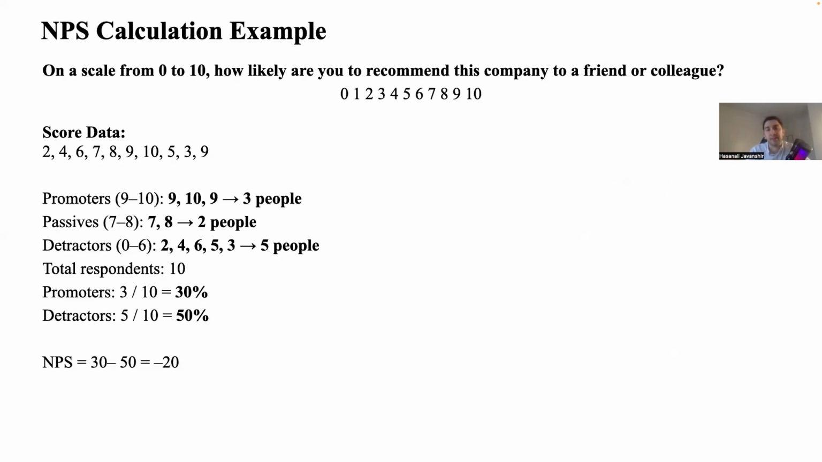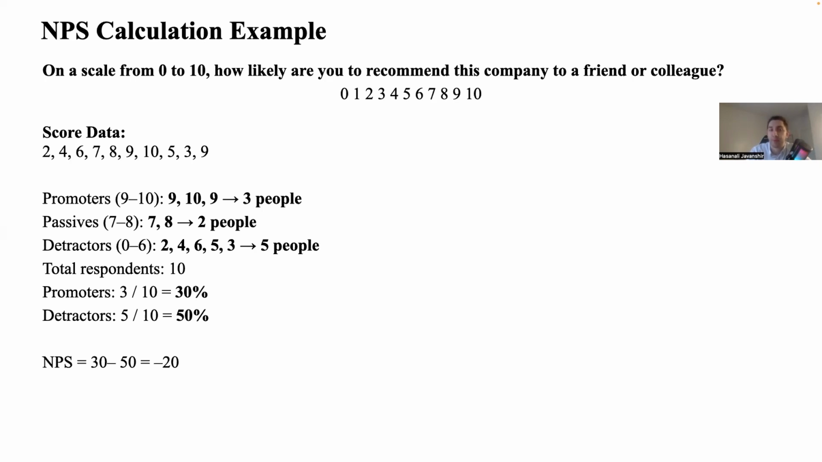And let's see one example of how it's calculated. So we asked our question and we gave these 11 numbers, and let's say we have 10 customers and they selected these numbers. We can see here in the score data that we have 2, 4, 6, and others. First we're going to find the promoters. As you remember, the promoters are the ones who gave only 9 or 10, and we can see we have only 3 people here.